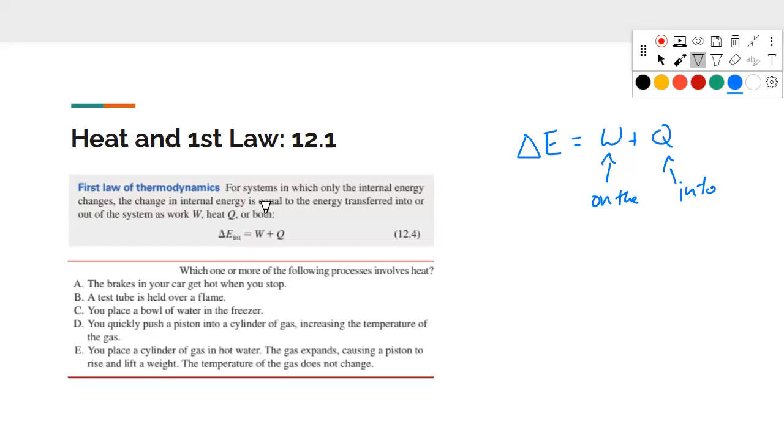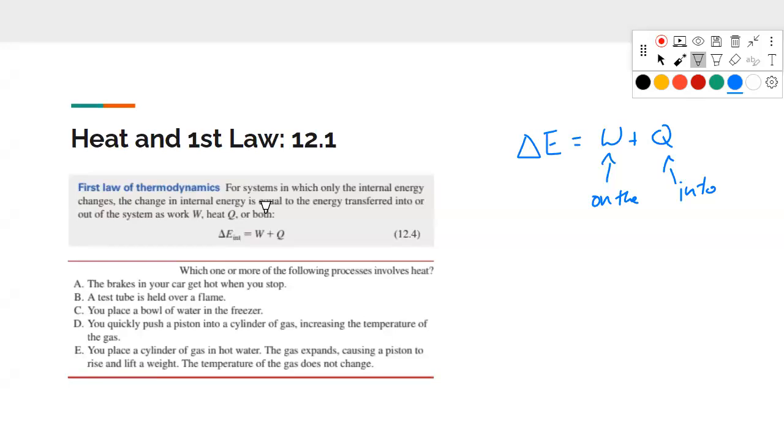So a test tube held over a flame, that would be heat, right? We're creating a higher temperature environment in the flame, and energy flows from that higher temperature environment into the test tube, which is heating it up. So you place a bowl of water in the freezer. So is this heat or work? So this would be heat, but it's heat flowing out of the object into the freezer.